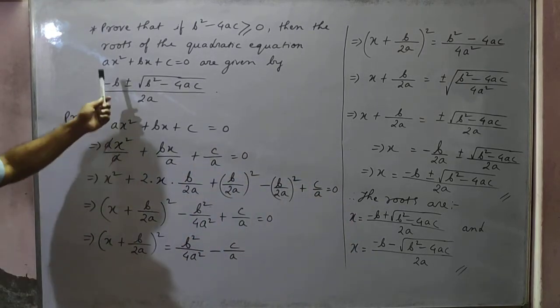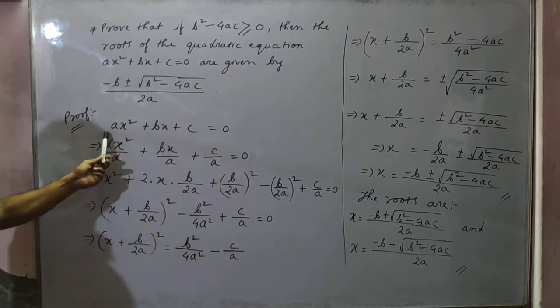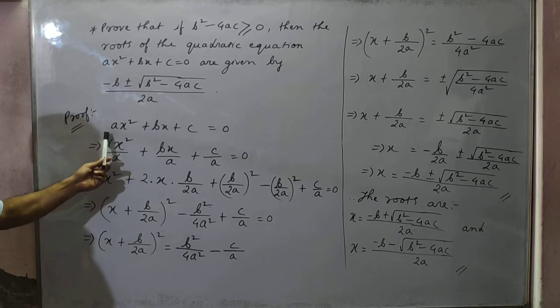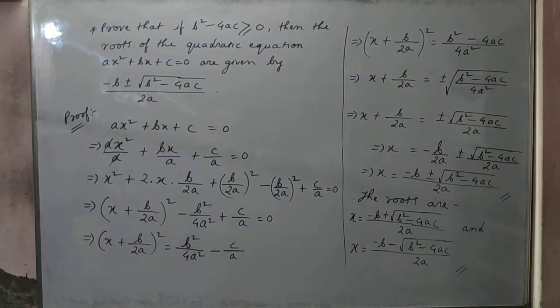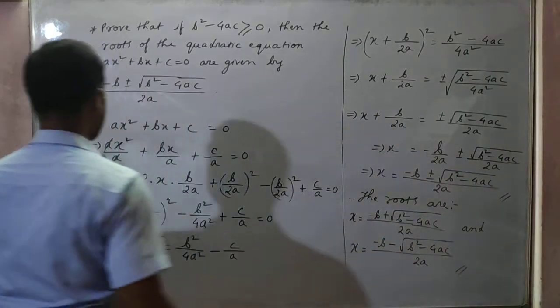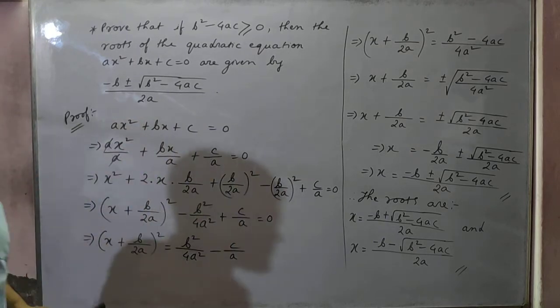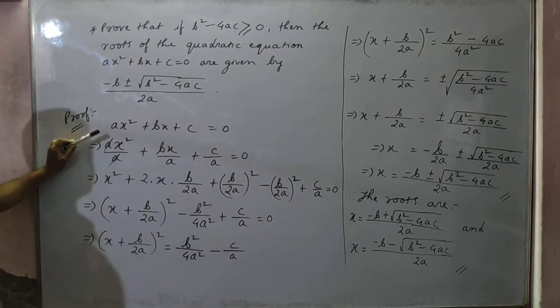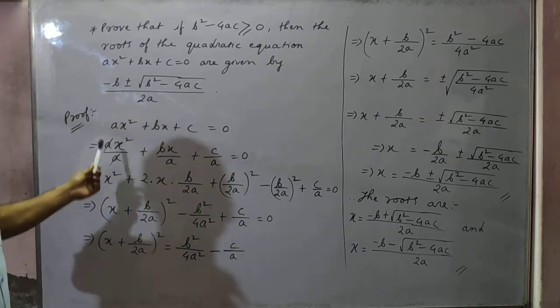So this is the quadratic equation that is given to us: ax square plus bx plus c is equal to 0. This is the standard form, isn't it? Now here what we will do, students, is divide both sides by a, because a's value we don't know.